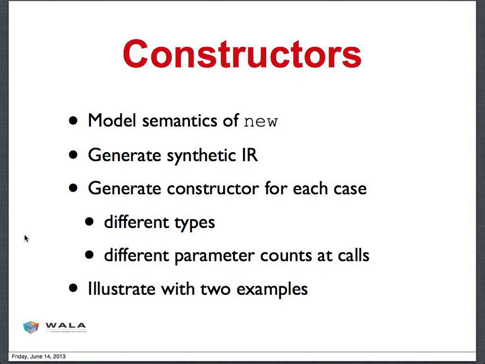Each of these is designed to model the semantics of new, each one in a specific case. It generates synthetic IR, and you generate constructors for each case, so different types and different parameter counts. As I was showing you with the four examples of object and array, both of these can radically change the meaning, and I'm going to illustrate that.